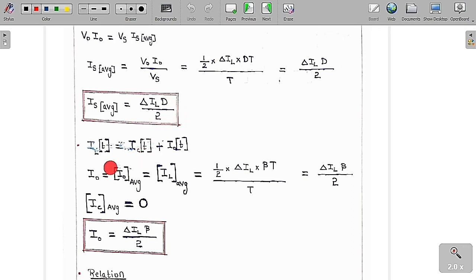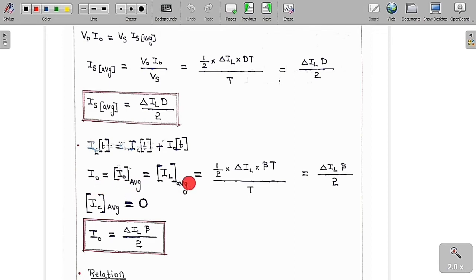Also the load current IL of t is equal to IC of t plus I0 of t. Now we are going to apply the average on each side. So the average value of the inductor current is equal to the average value of the output current, which is equal to I0, whereas the average value of the capacitor current is always equal to 0. Therefore, I0 is equal to I0 average is equal to IL average.